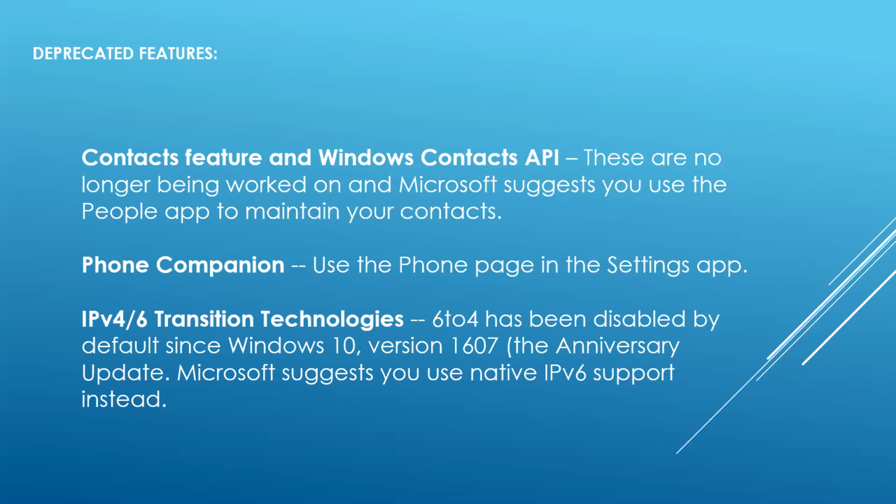Phone Companion: use the phone page in the Settings app so you can talk and work with your phones easily. And then the IP version 4 to 6 transition technologies, that's being updated as well.